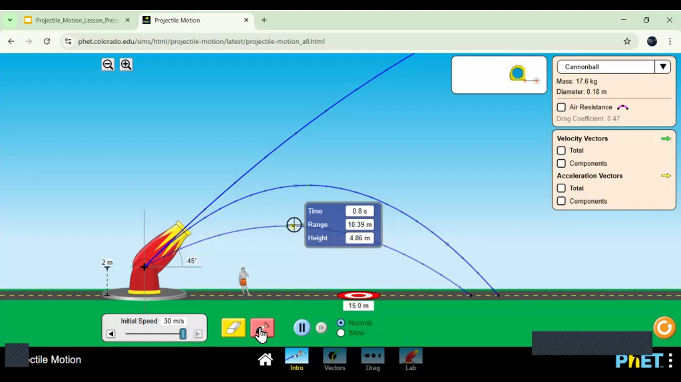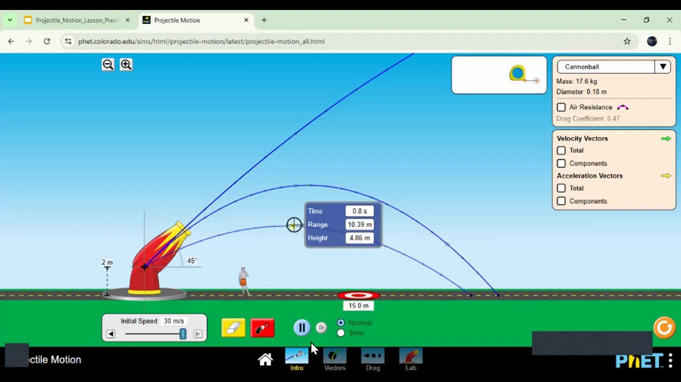So you can see from the simulation that we can also measure the time, apart from the range and the height. So this is what physics is all about. This is the heart of physics. You predict, test, and then you learn. That's what physics is about.